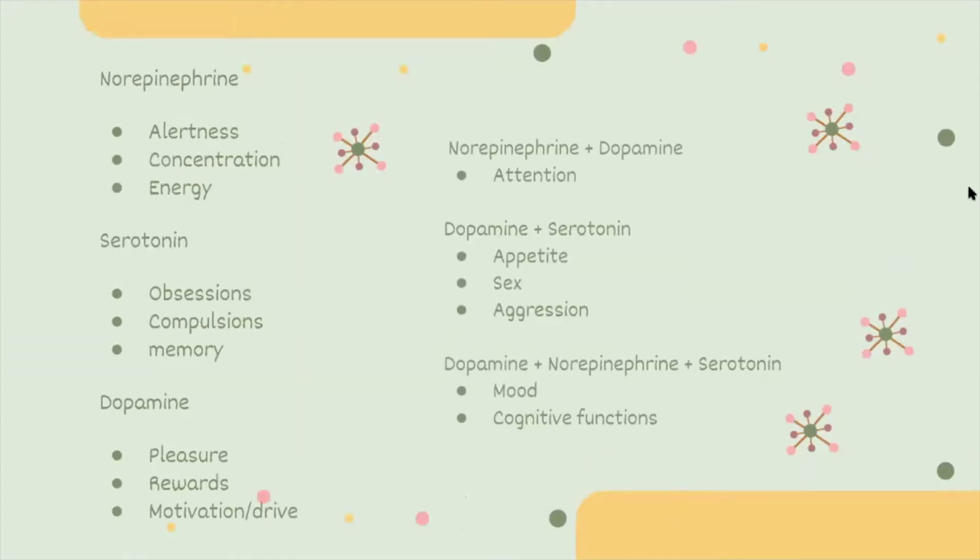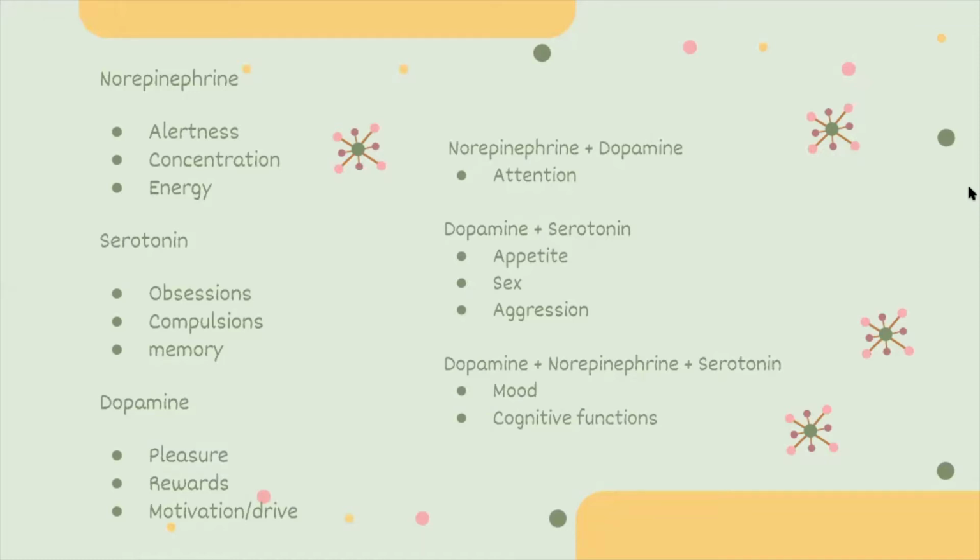Here are the neurotransmitters and how they work. Norepinephrine is for alertness, concentration, and energy. Serotonin is for obsession, compulsion, and memory. Dopamine is for pleasure, rewards, motivation, and/or drive. Norepinephrine and dopamine are the main part that we're talking about today. It's for attention.